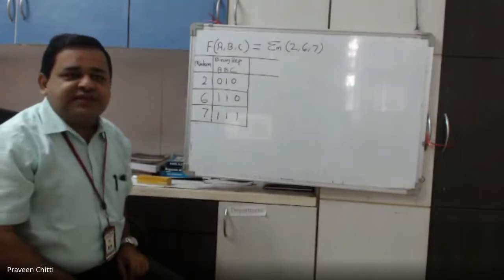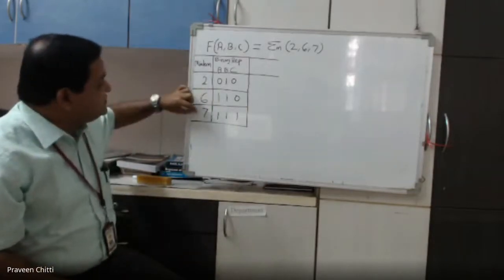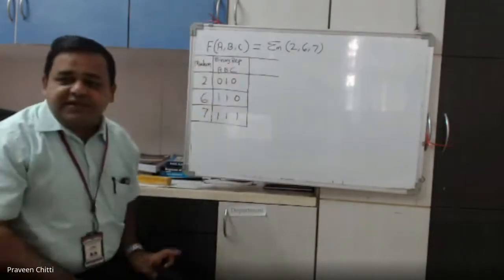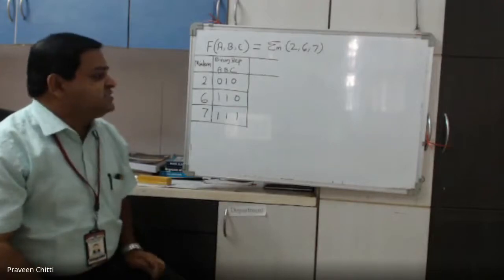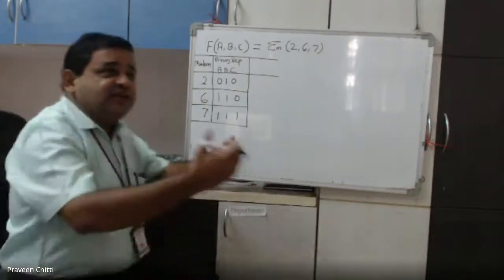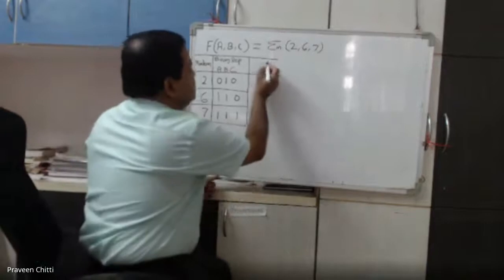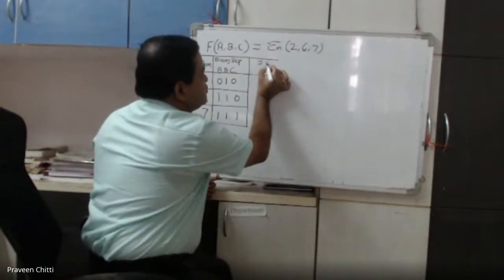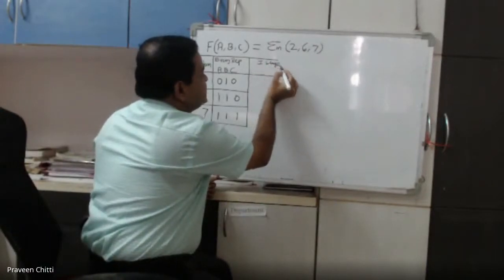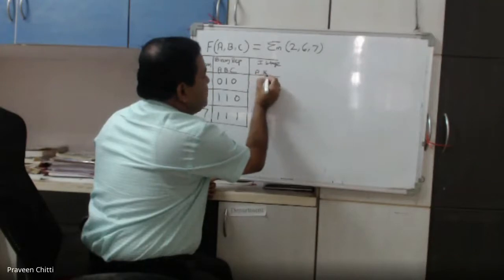Whatever the given example may be, first you write the minterms in decimal and represent them in binary. This is common for each and every example. Then you have to go for the first stage, second stage, third stage, and so on. So you should write the first stage. Again, you have A, B, C here.